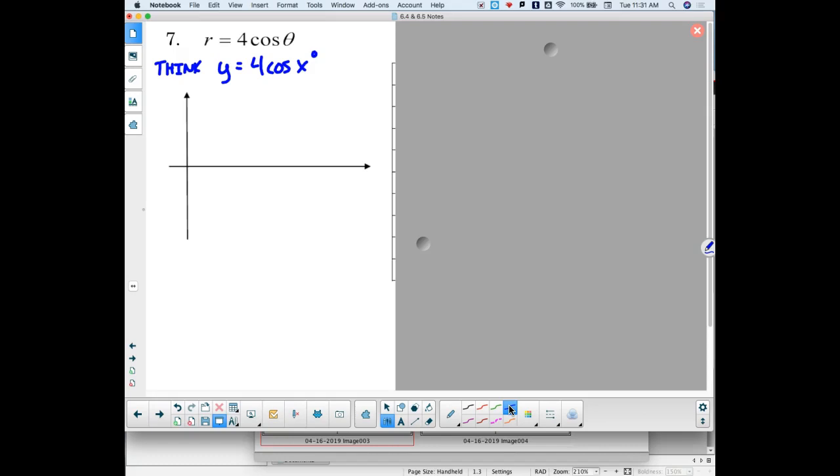Okay. So where does the cosine start? Starts up, right? So it starts up, and then it goes to 0, and then it goes down, and then it goes back to 0, back up, right? So as our guest just said, it looks like that.